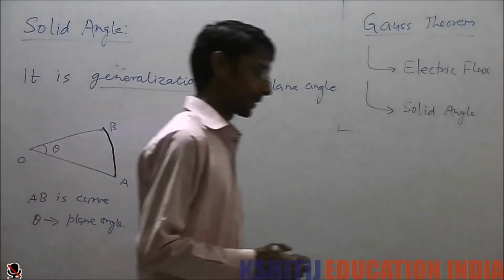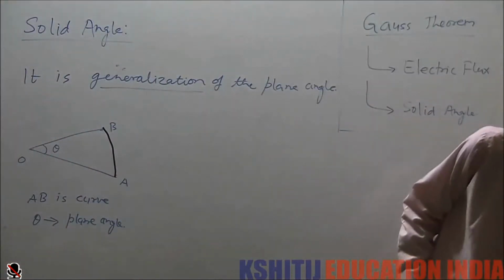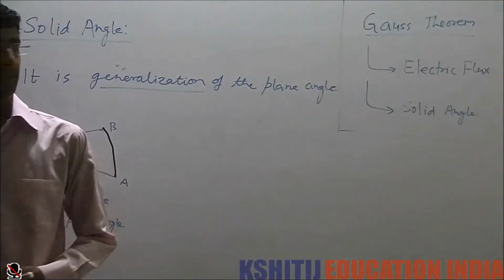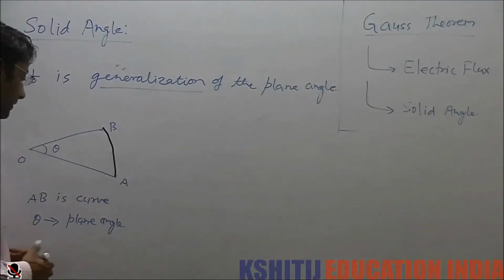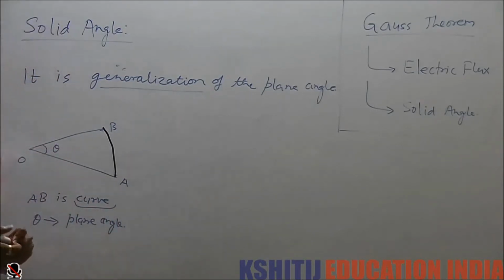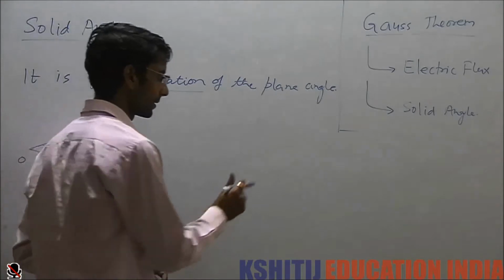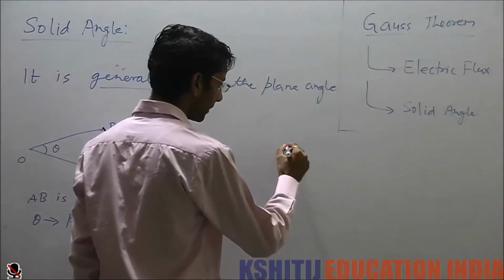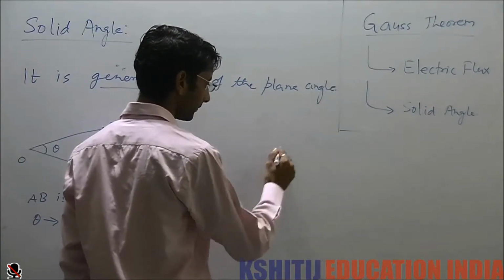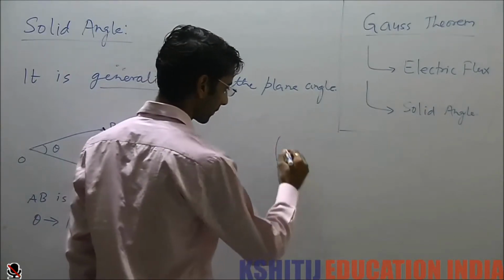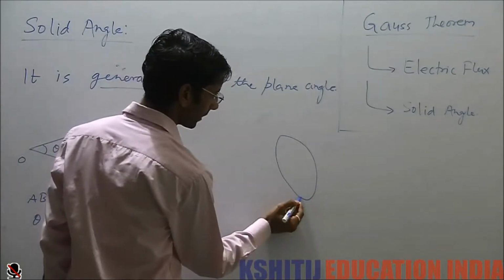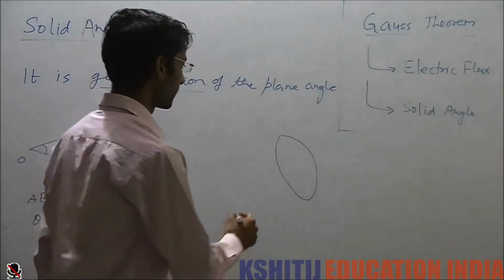Right. Now, if you want to extend this, generalize this to make a step towards the solid angle, so instead of having this curve, now let's have a surface. That means we have a surface, or maybe anything like this. So this is some surface.